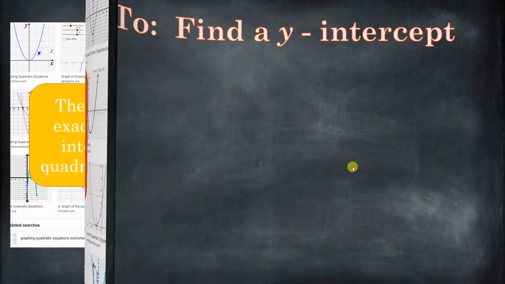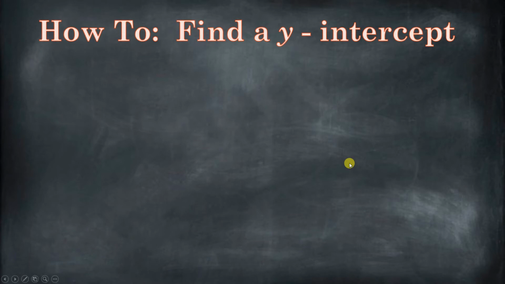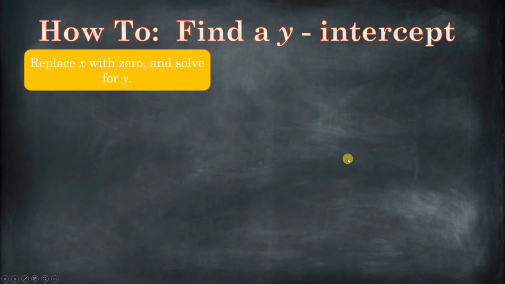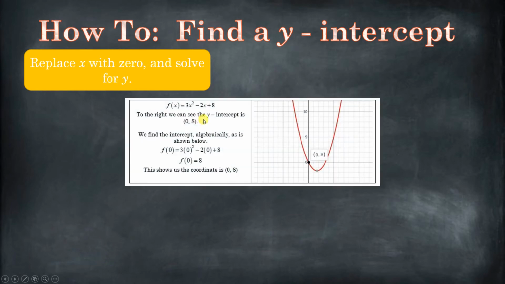And we use that to help us learn how to find a y-intercept. The way we find a y-intercept, all you have to do is take the x, replace it with 0, and solve for y. For example, we have here 3x squared minus 2x plus 8. On the graph, you can see that the y-intercept is 0, 8. The way you would find that algebraically, if you didn't have the graph, is you would put a 0 for x, and then you just do the solution. 0 squared is 0, times 3 is 0, minus 2 times 0, that's still 0. That's 0 minus 0. So the y-intercept is 0, 8.